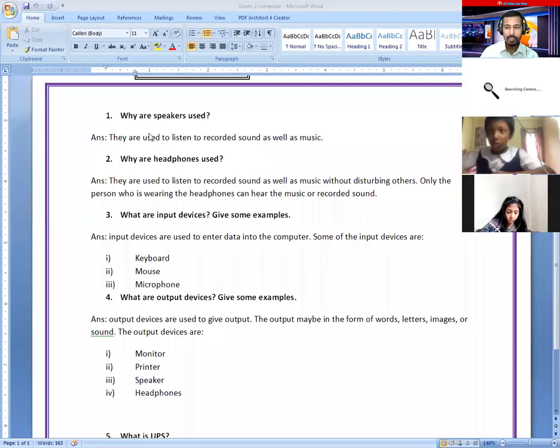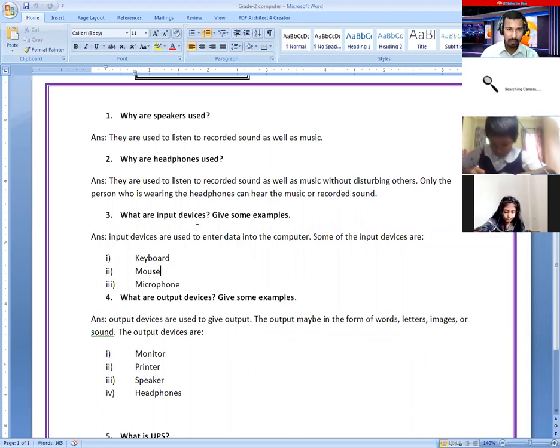Okay, first question is why are speakers used? That means why we use the speakers, right? Listen to me first. They are used to listen to recorded sound as well as music. That means to listen to recorded sound and music, we use the speakers.